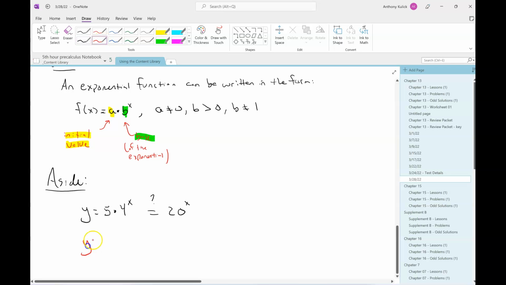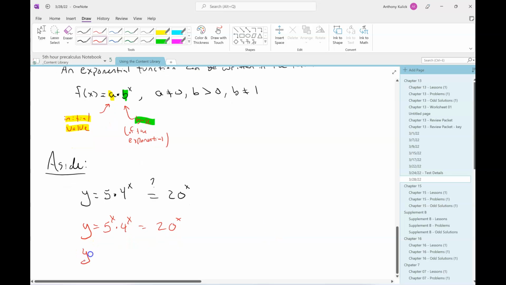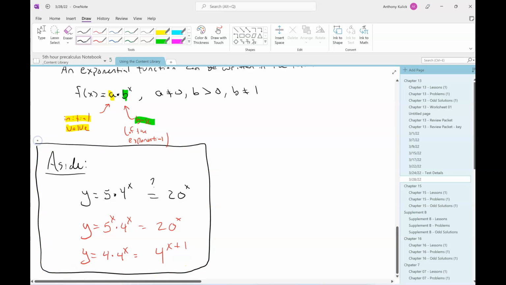What would be okay is 5 to the x times 4 to the x is 20 to the x. So if the exponent is the same, you can just multiply the bases and keep the exponent. What else could you do? If the bases are the same, you can keep the base the same and add the exponents. Those are your rules for multiplying exponentials. If the exponent's the same, you can multiply the bases, keep the exponent. If the bases are the same, you can keep the base and add the exponents. Everybody's okay? I just need to cover that.